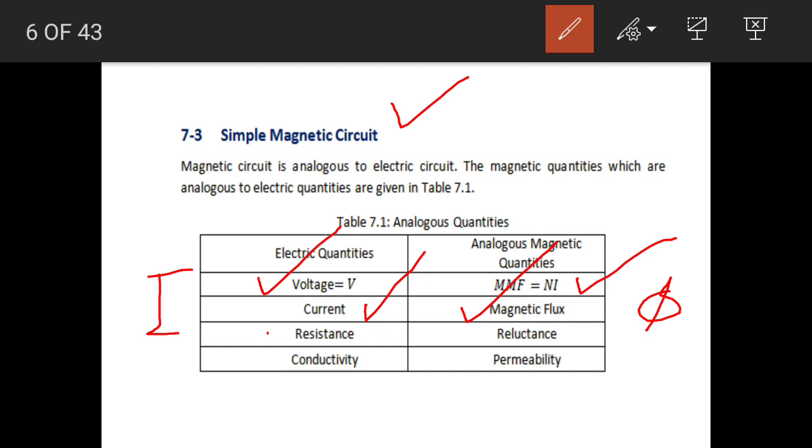The resistance in an electrical circuit is a property of a material. The property due to which the material opposes the flow of current is known as resistance. So resistance is analogous to reluctance. Reluctance is the property of a material due to which it opposes the flow of magnetic flux.